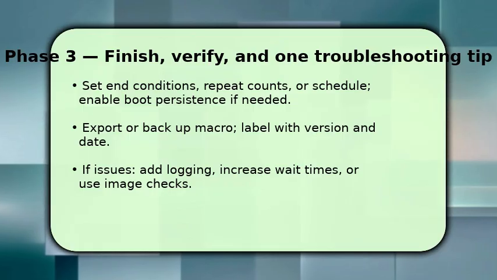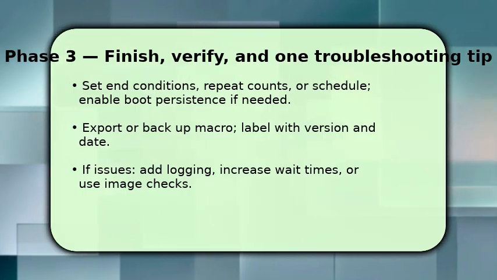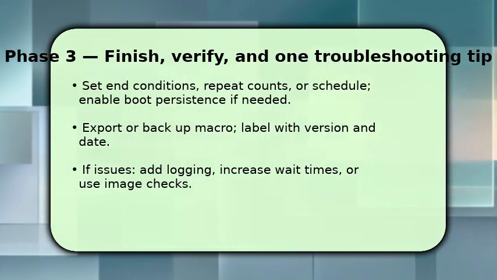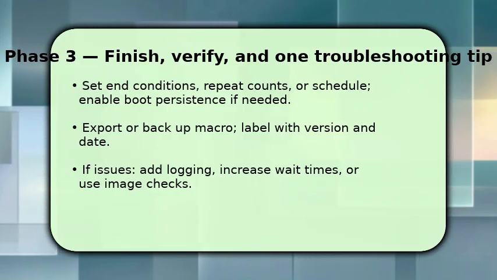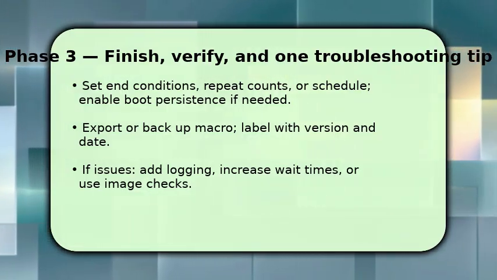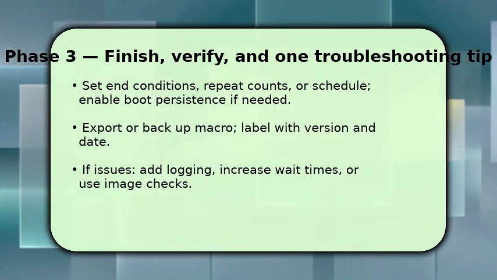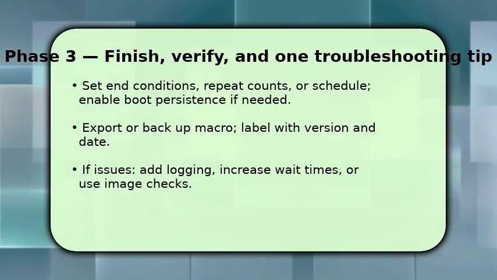Export or back up the macro configuration and label it with a version so you can restore changes later. If the macro misbehaves, add simple logging or visual checks, increase waits, and use retries to handle flakiness. One key troubleshooting tip: if taps miss, increase delay and use image recognition or element selectors instead of fixed coordinates.